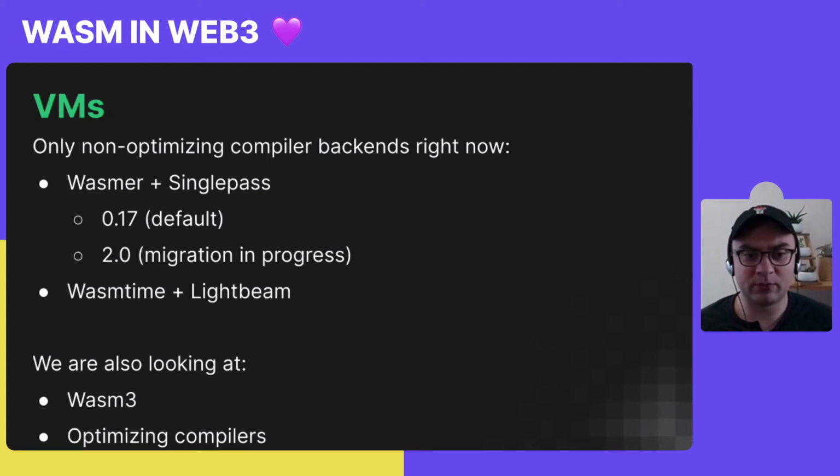We also have Wasmtime and Lightbeam integrated into the NEAR blockchain. We don't use it by default. However, any validator can switch to using Wasmtime plus Lightbeam if they want to. The reason we have it there is just in case we find any kind of bug in Wasmer Singlepass, we will be able to signal to our validators to switch to Wasmtime plus Lightbeam while we're fixing this bug, but this hasn't happened yet.